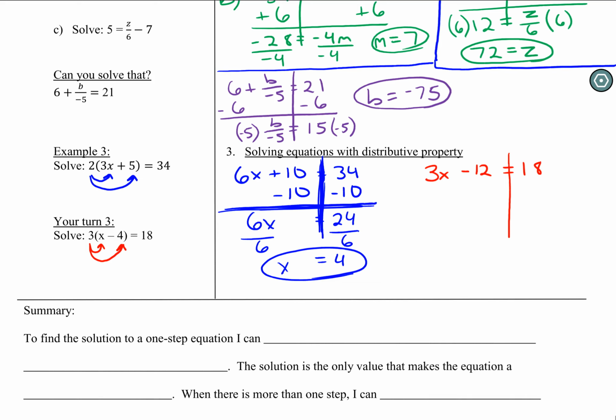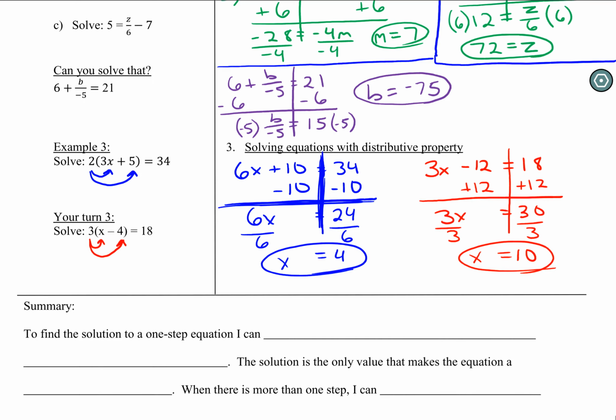Draw your line. Isolate the variable by getting rid of the number first. Plus 12, plus 12. That leaves us with 3x is equal to 30. Divide both sides by 3. And we see that x is equal to 10. You'll need to finish the summary down here, fill in those blanks just like you did last time, and we will go over that in class tomorrow.